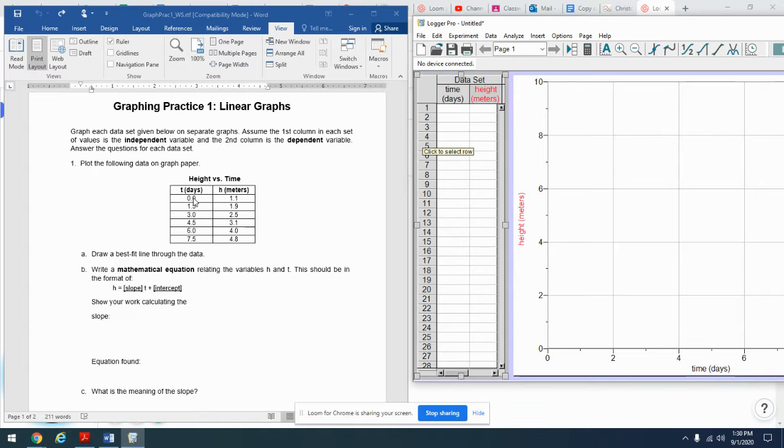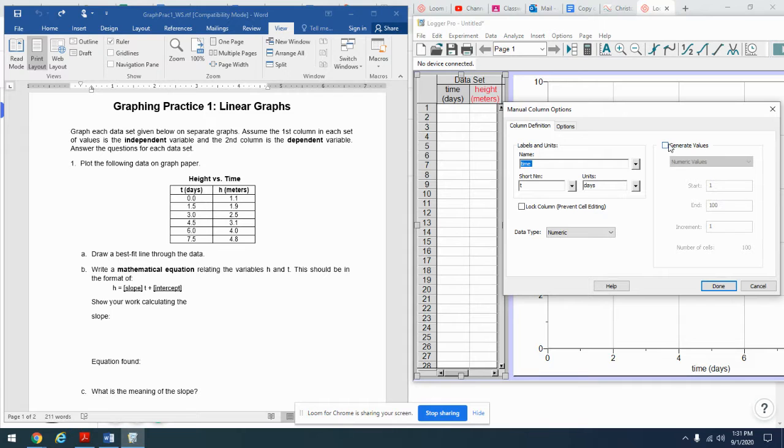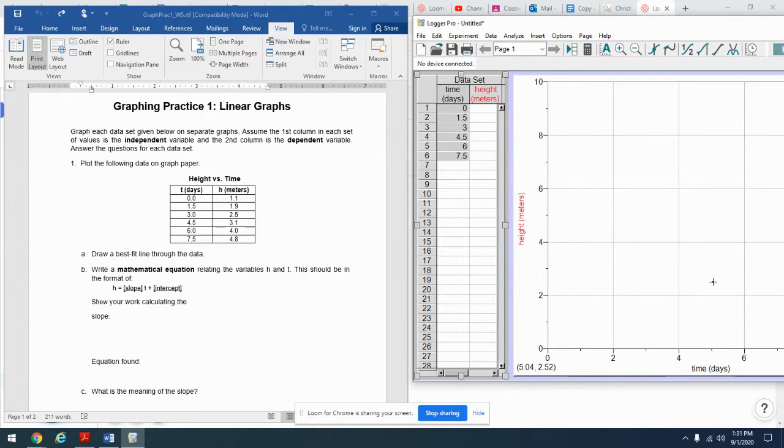Let's type in some data. If you notice here, you can just type these in, that's fine, but they're going up by 1.5. So I can, if I want to, double click on this and use the generate values option, where I start at 0 and go to 7.5, going up by 1.5s. Boom, there they are. Or just type them in.